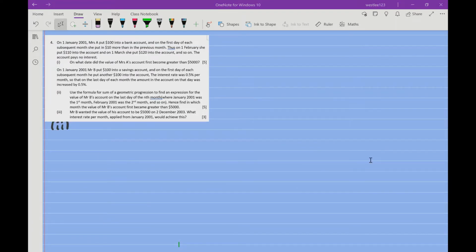Let's look at part 2. So on 1st January 2001, Mr. B put $100 into the saving account, just like Mrs. A. But on the first day of each subsequent month, he put another $100 in. The interest rate was 0.5% per month, so that on the last day of each month, the amount in the account on that day was increased by 0.5%. So using GP, find an expression for the value of Mr. B's account on the last day of the nth month.